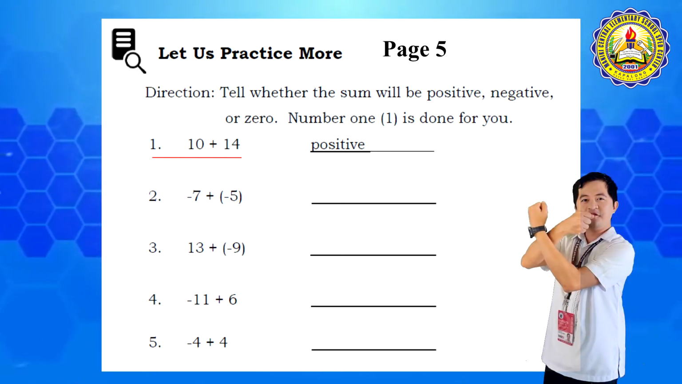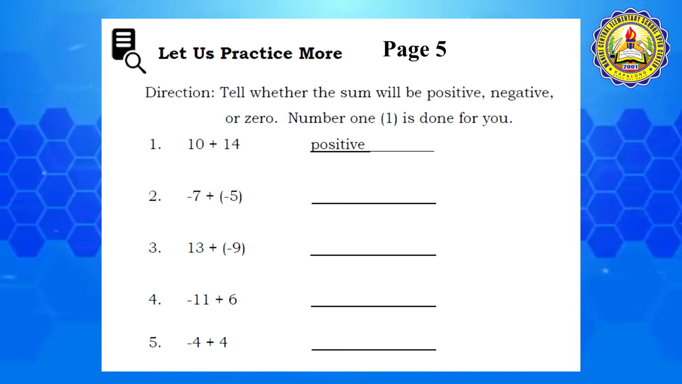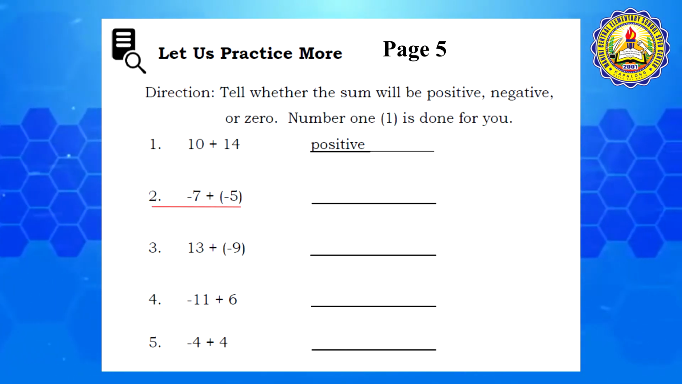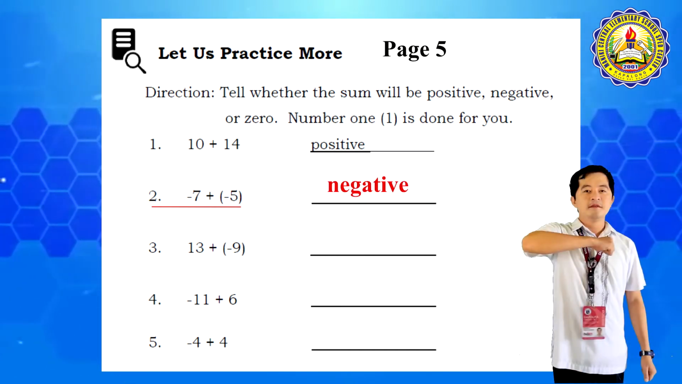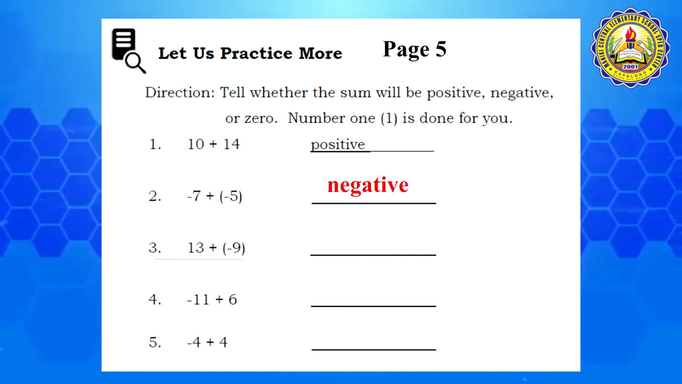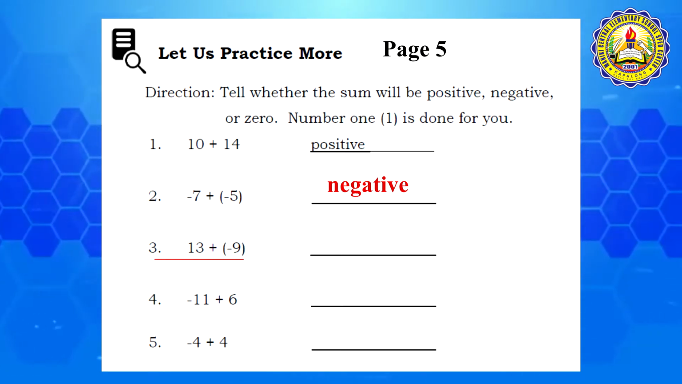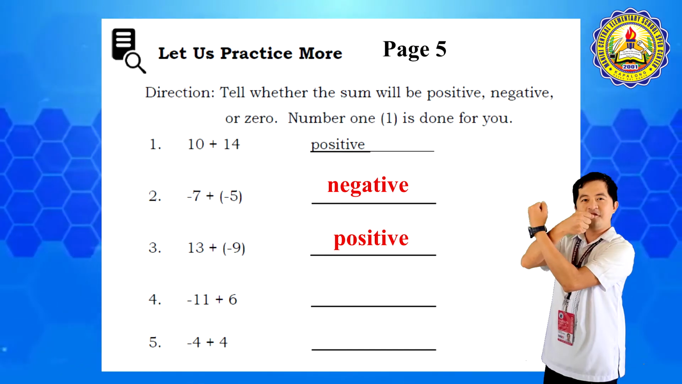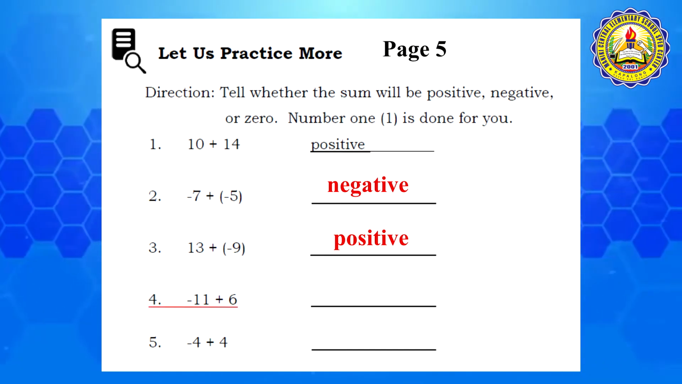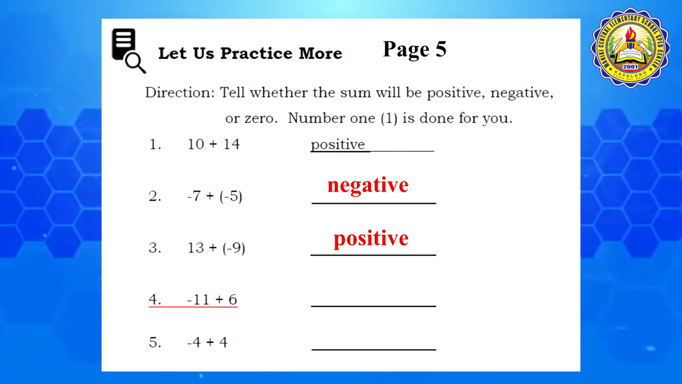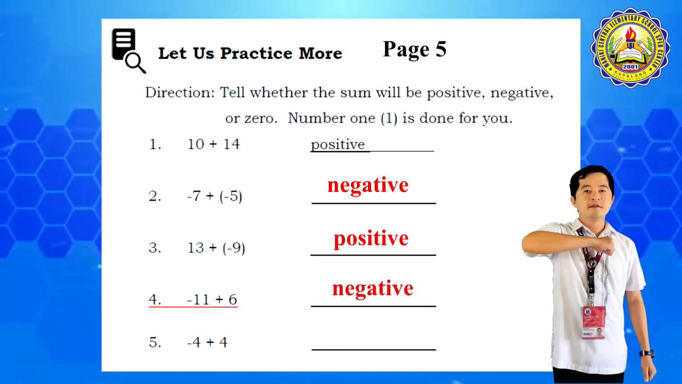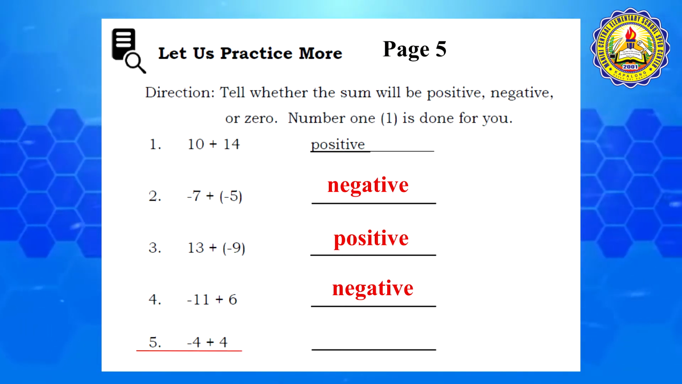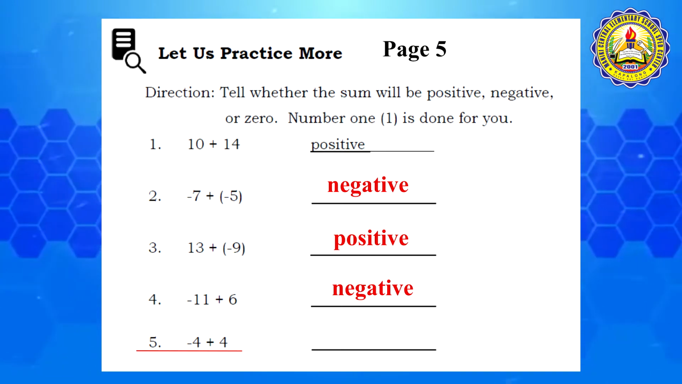Correct. The answer is positive. Number 2. Negative 7 plus negative 5. Great! The answer is negative. Number 3. 13 plus negative 9. Correct! The answer is positive. 4. Negative 11 plus positive 6. You're right. The answer is negative. Last, number 5. Negative 4 plus 4. Excellent. 0.